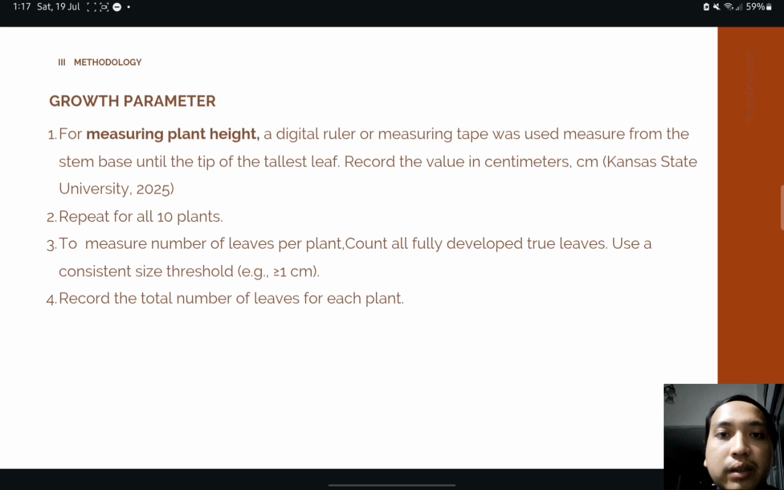For the next slide, we do growth parameters. For measuring plant height, a digital ruler or measuring tape was used from the stem base until the tip of the tallest leaf. The value is recorded in centimeters, and we repeat for the whole plant. Next, to measure number of leaves per plant, we count all the fully developed true leaves using a consistent size threshold, for example plus minus 1 centimeter, and record the total number of leaves for each plant.